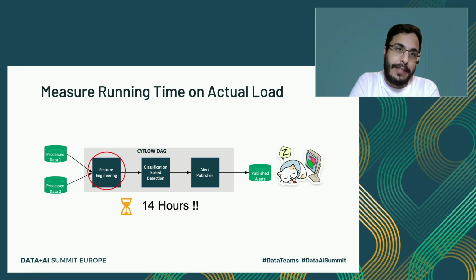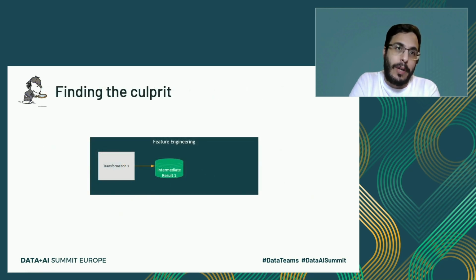So for example, let's assume that we want to start investigating the feature engineering part. What we are going to do here is try to find the culprit. So what we'll start doing is first divide the feature engineering part into sub-transformations. We will select several transformations, group them together into logical groups, and then output the result, materialize the result into disk. Now, let's assume that the first check of the first part took us 20 minutes, which sounds acceptable for us based on our expectation.